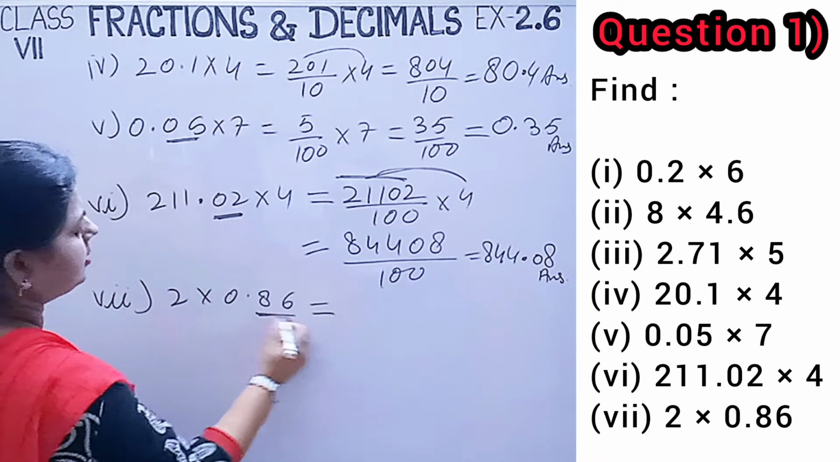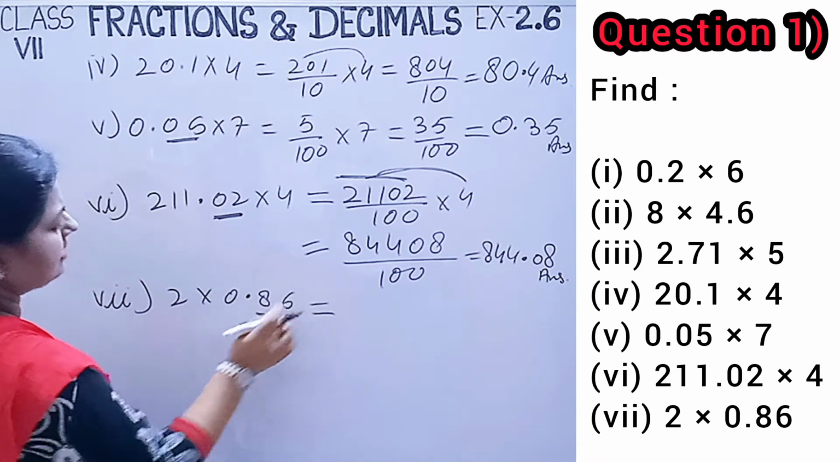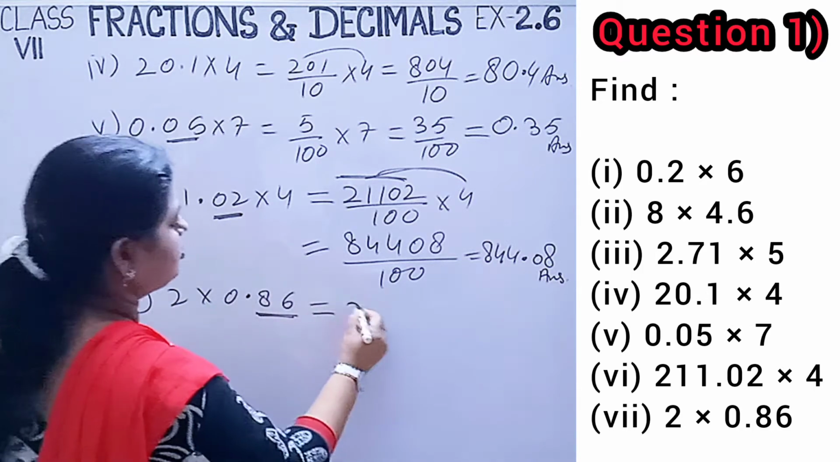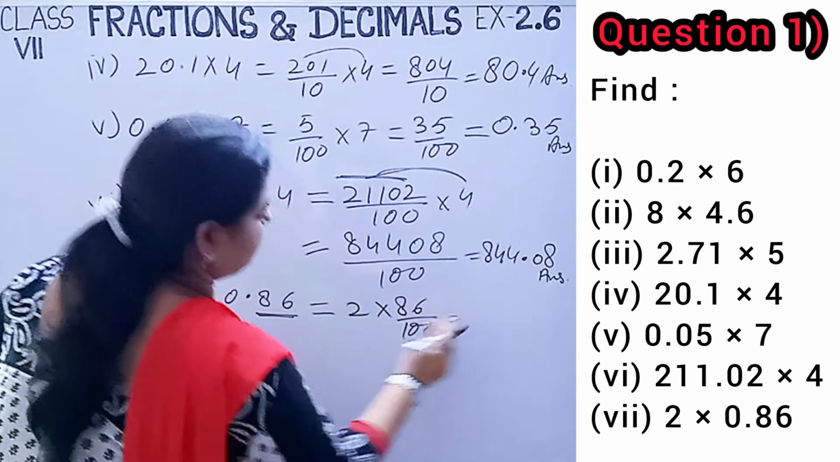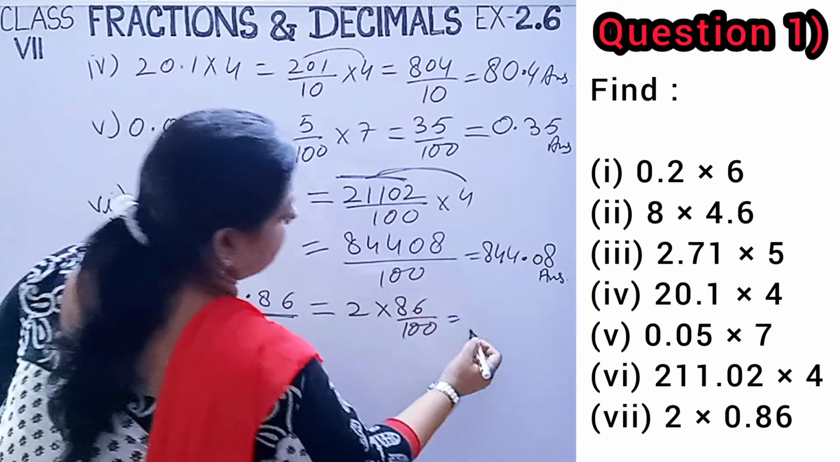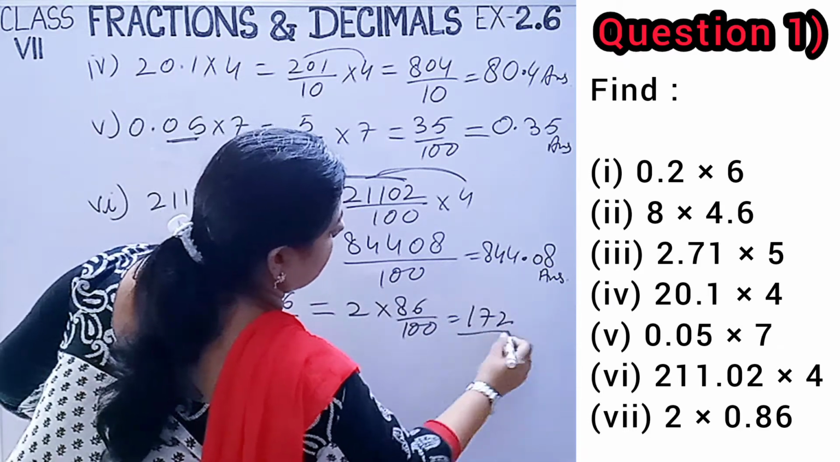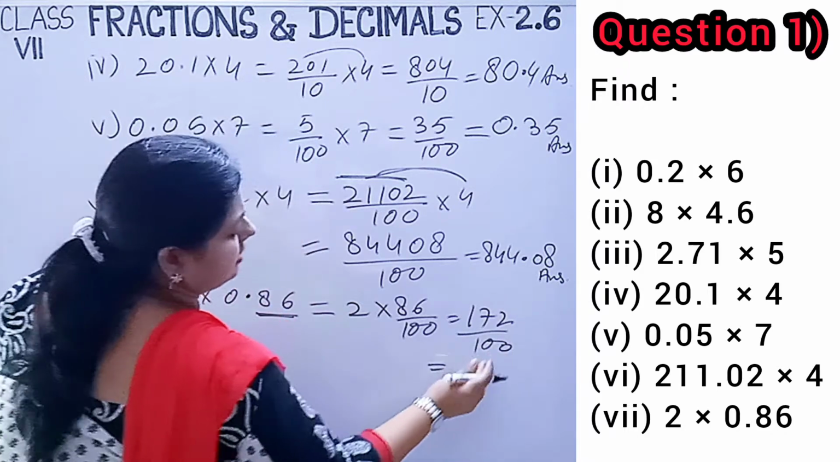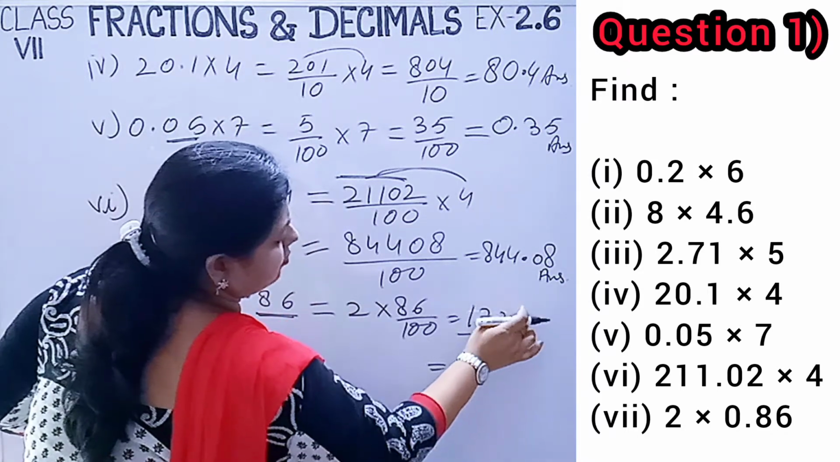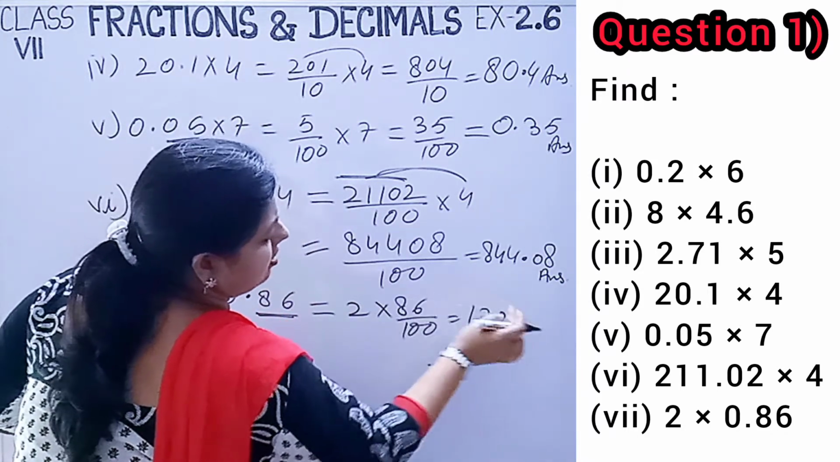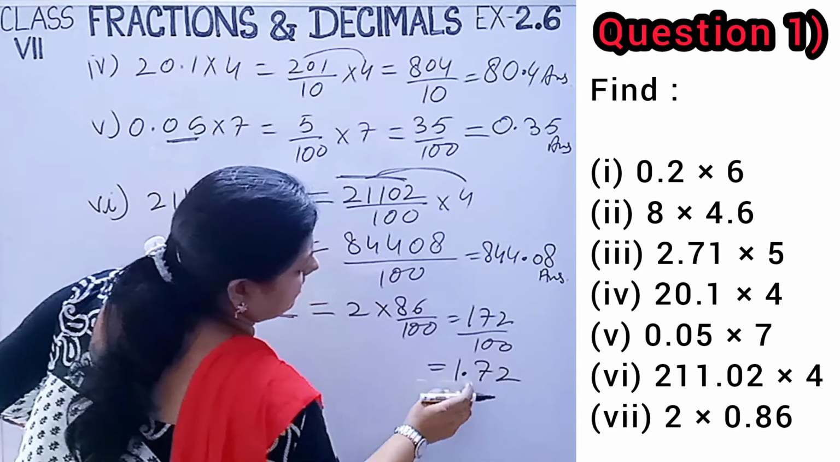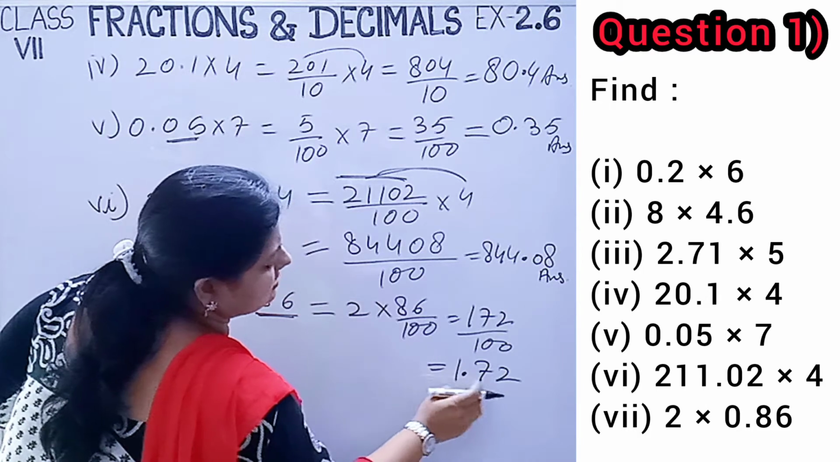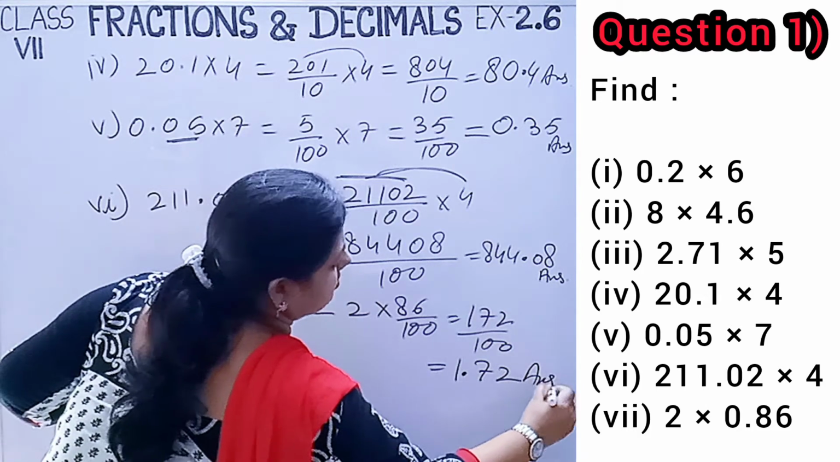Seventh part, 2 into 0.86. Now we have here 2 digits after this decimal. So 2 into 86 upon 100. So multiply 2 with 86, we get here 172 upon 100. Now we have 100 and we have to count the digits from right to left. 1, 2. It means our decimal will come here. 1.72 answer.